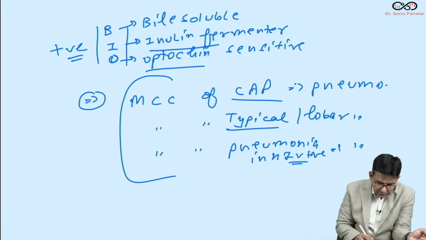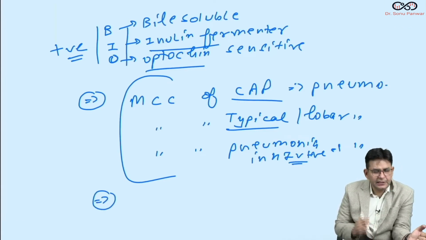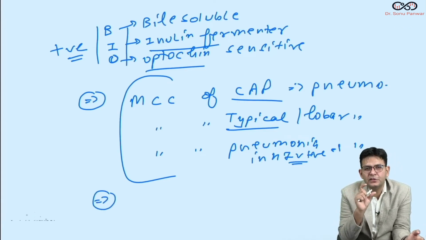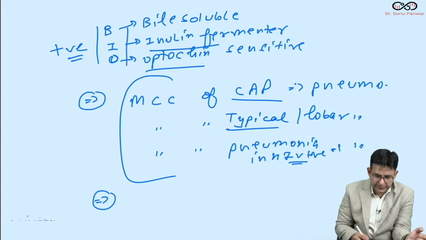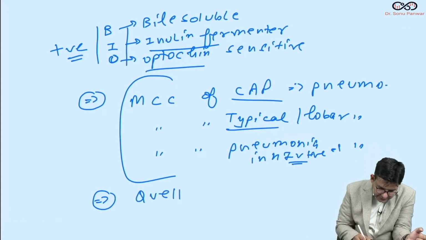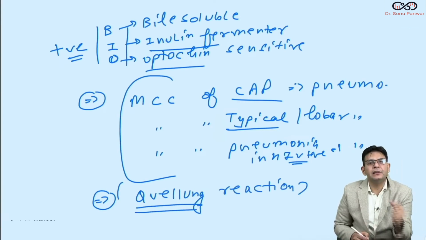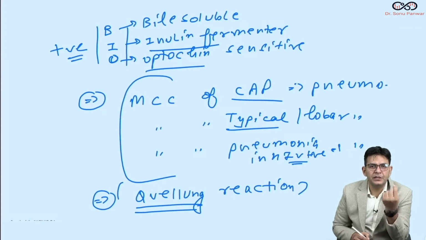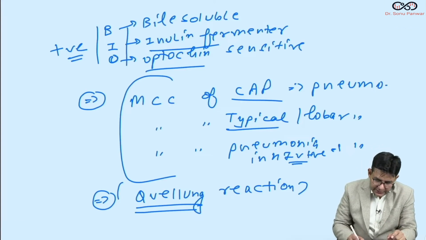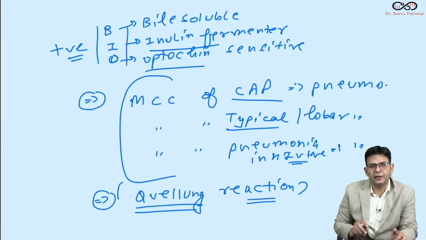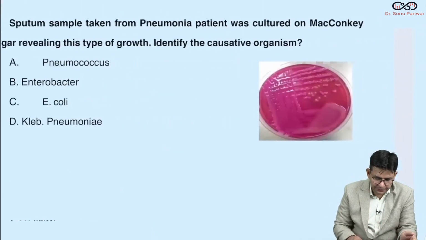Another one: if I ask you that there is something about the capsule of this organism, what is that something? That something is the Quellung reaction, and this is basically the capsular swelling. The Quellung reaction is associated with pneumococcus only. So these are the important points you need to know regarding pneumococcus.